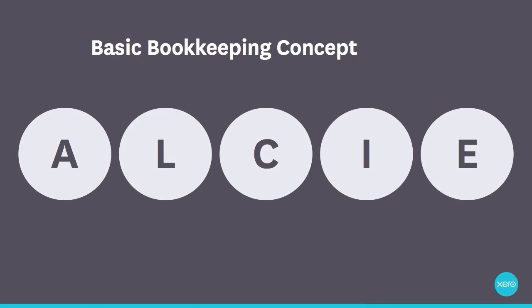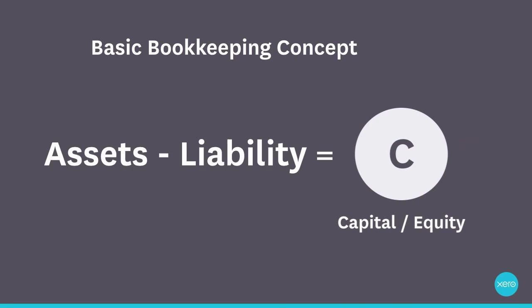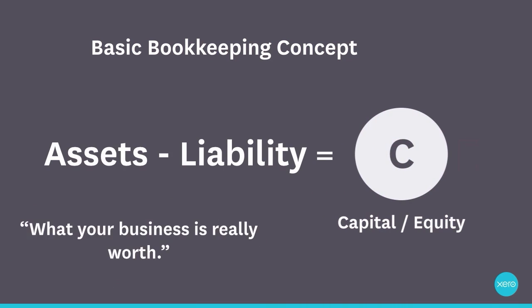Next up on the list, we have the capital or equity. We do have some chart of account codes within Xero for this particular category. However, in order to understand how this particular category is calculated, we need to take a look at what we call the accounting equation. So this is essentially taking a look at your assets minus your liabilities, which equals your overall capital or equity. And this is essentially what your business is really worth. It's all about keeping the assets and the liabilities balanced.